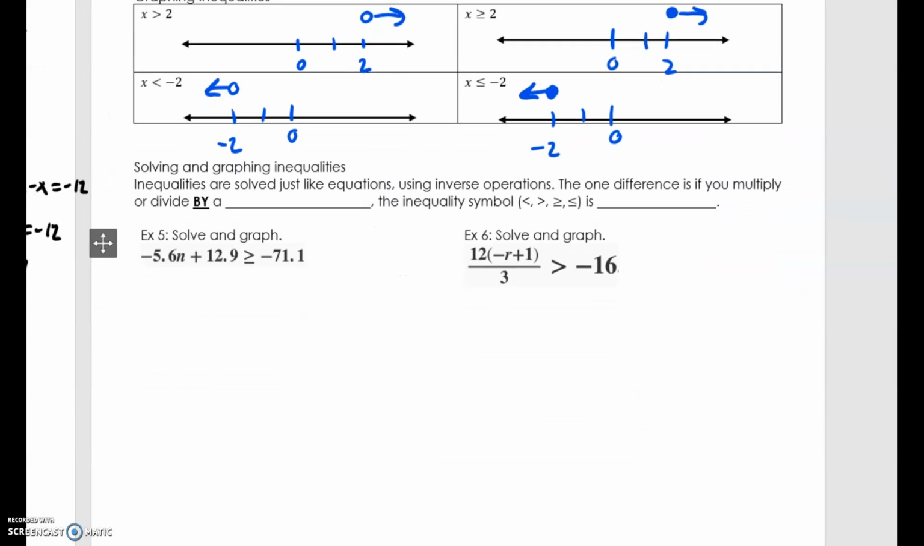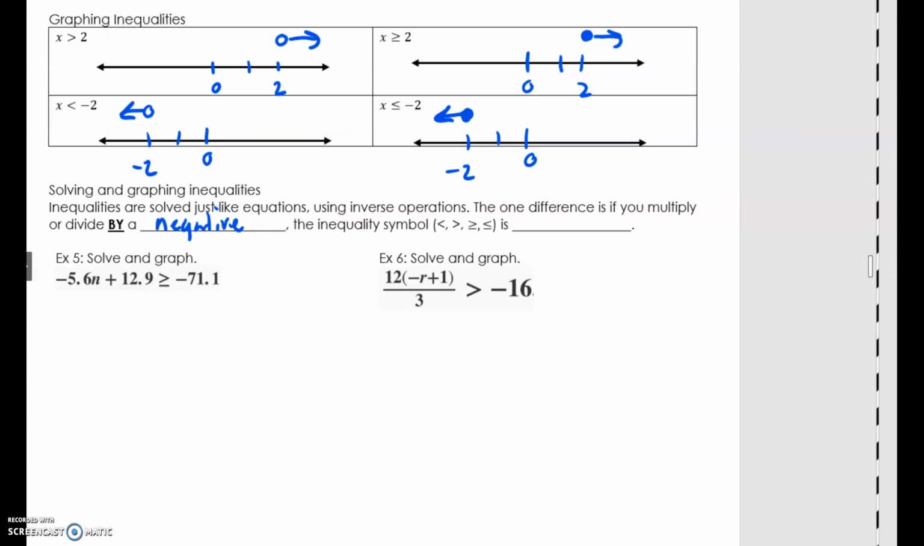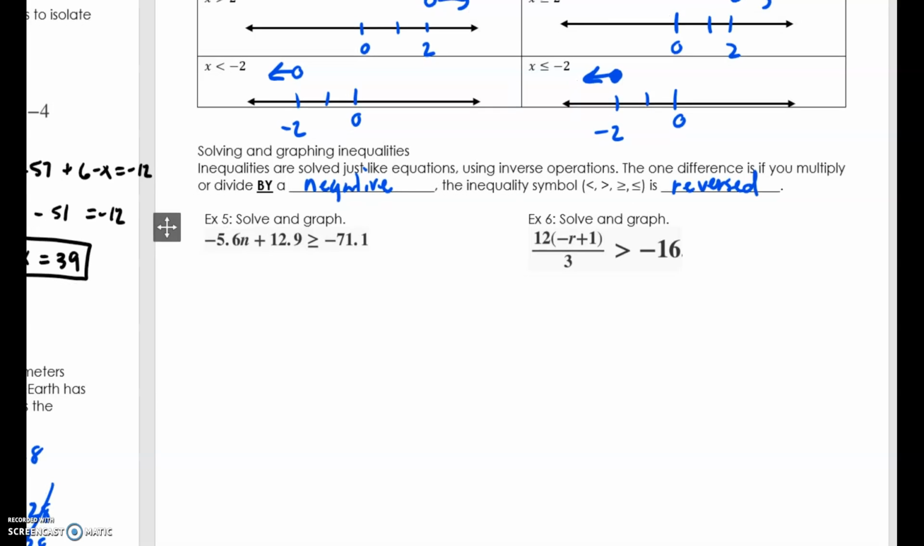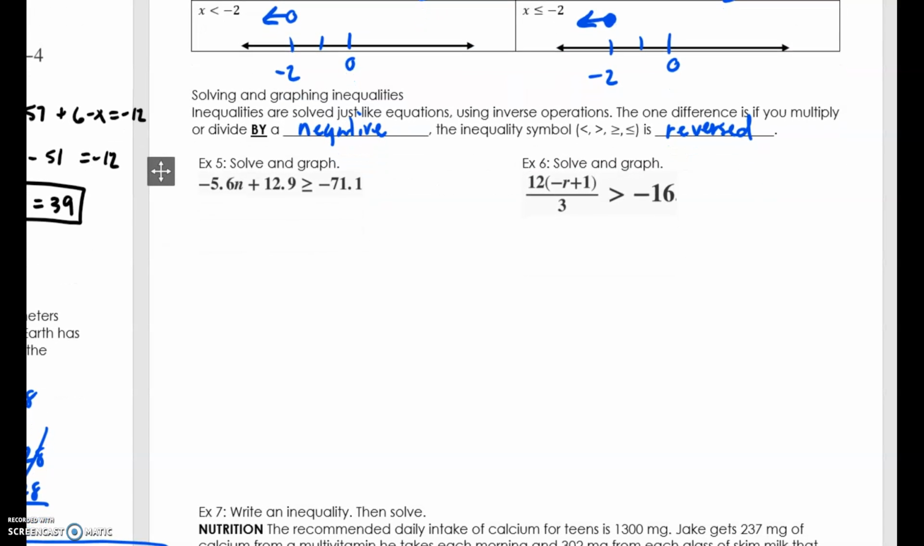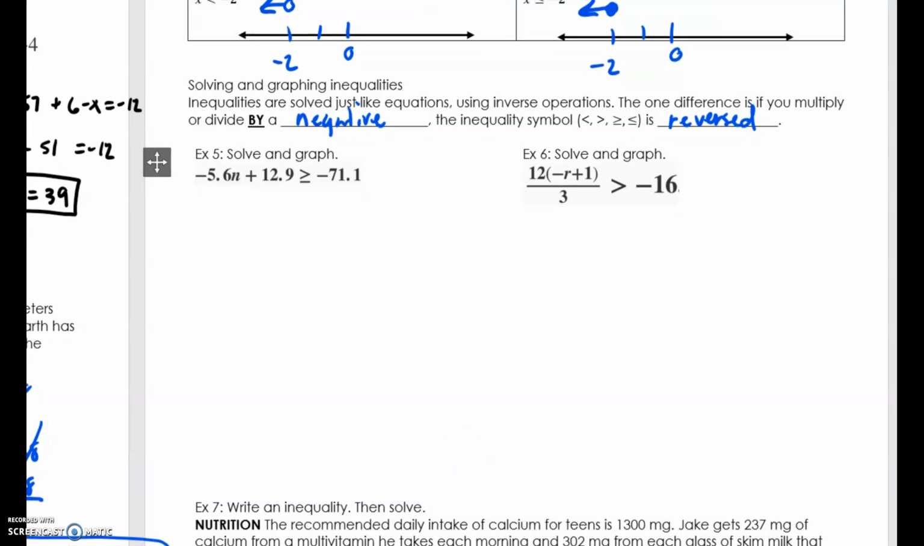So we're going to solve and graph the inequality. Inequalities are solved just like equations using inverse operations. The one difference is if you multiply or divide by a negative. We've talked about this already this year. What's going to happen is the inequality symbol is going to be reversed or flipped. So just don't forget that. Okay, let's allow you guys to try examples 5 and 6, and then jump back in when you're ready. So give them a shot, and then after that, resume the video and see if we have the same answer.